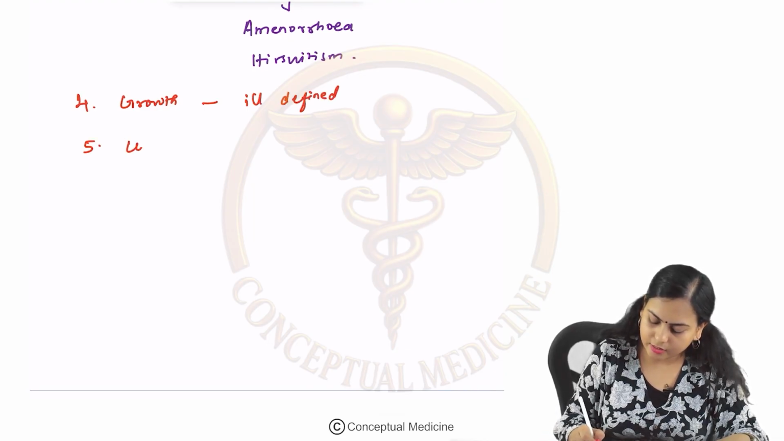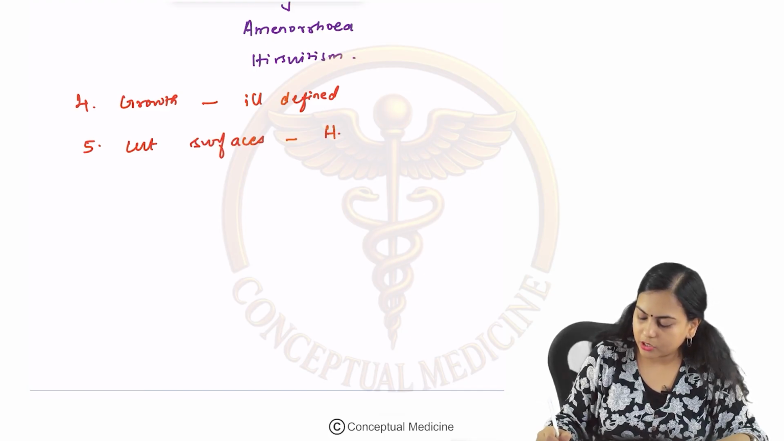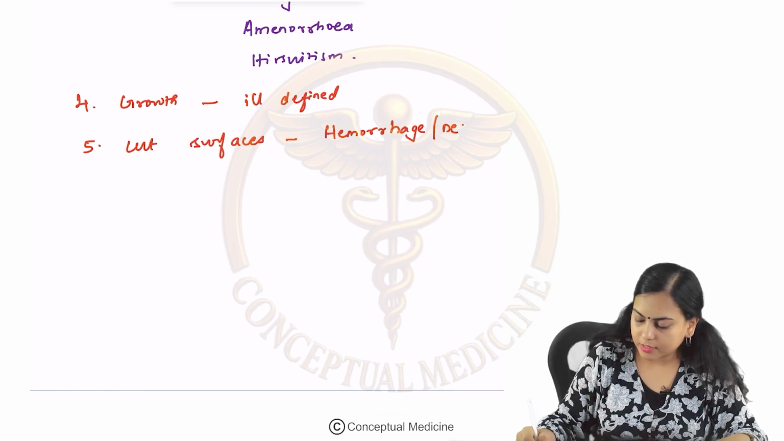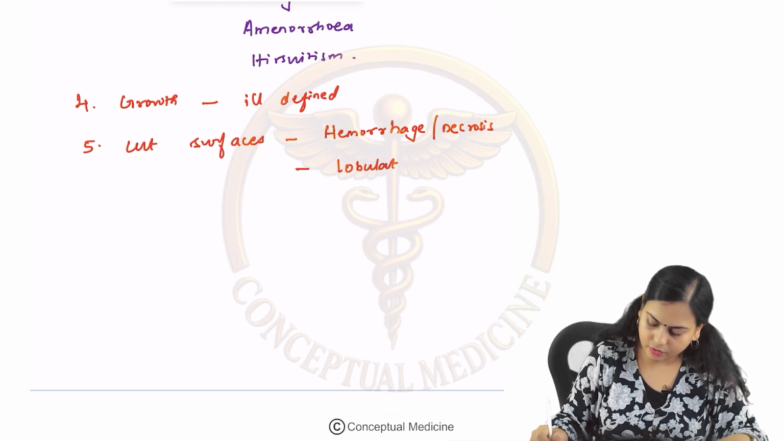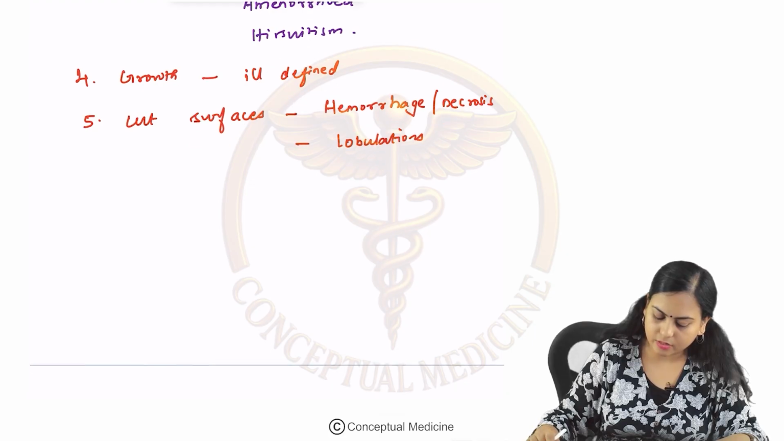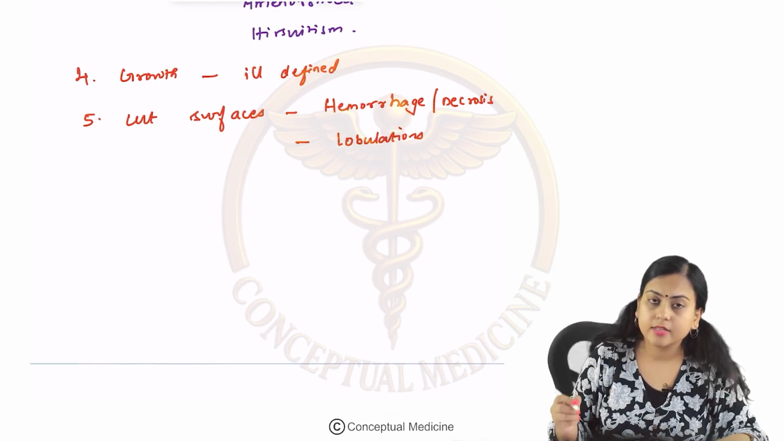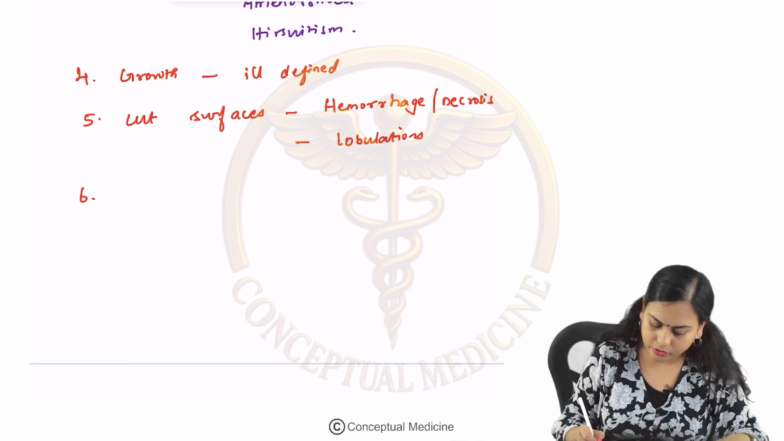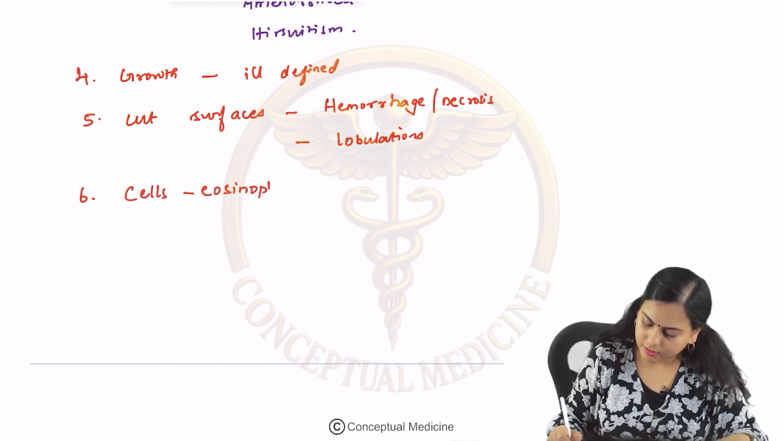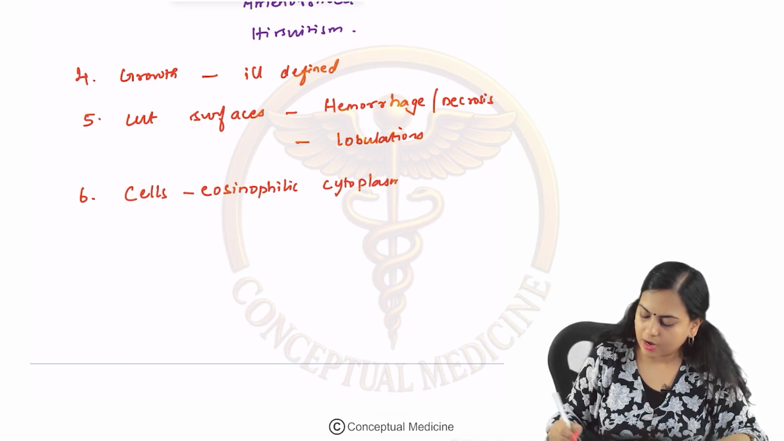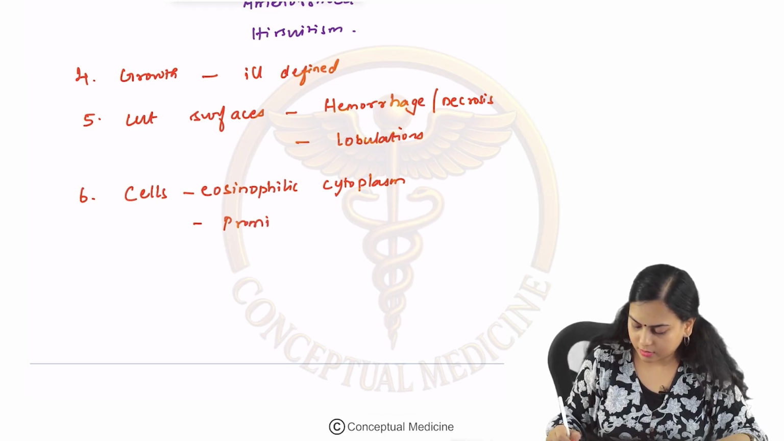The growth of these tumors is generally ill-defined. The cut surfaces will show hemorrhage or necrosis. Here also you have lobulations. And if you see the histopathologic picture, the microscopic picture, the cells will have eosinophilic cytoplasm and prominent nuclei.